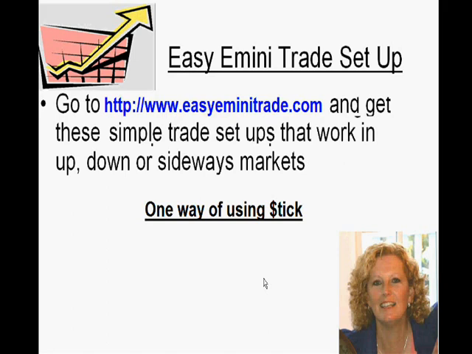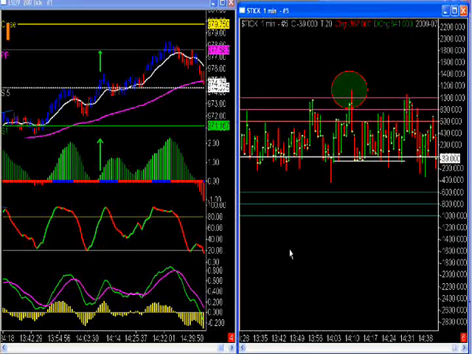And right now I'm going to show you one way to use the tick. There are many different ways that you can apply it, but this is just one way that you can use it.